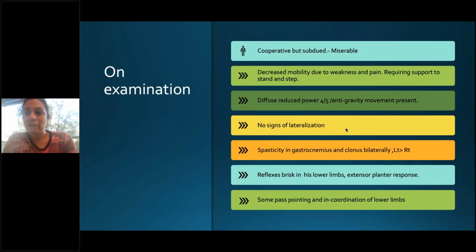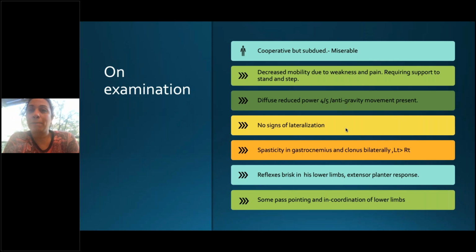On examination, he was cooperative, a bit miserable, but was very subdued and sleepy. He had decreased mobility. It was mainly due to weakness and pain, and he was needing support from his mom to be able to stand and take a few steps. On examination, there was reduced power. It was around 4 out of 5 because he still had anti-gravity movements in his limbs. There were no signs of lateralization.